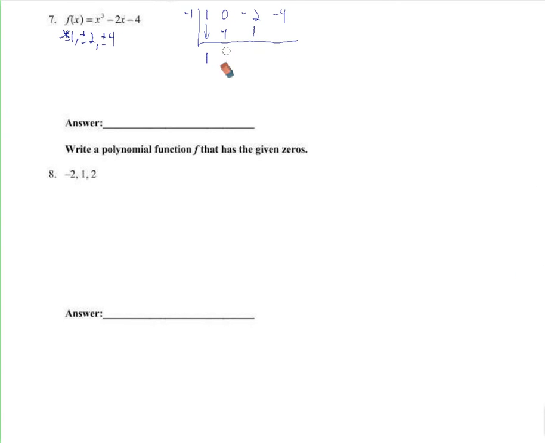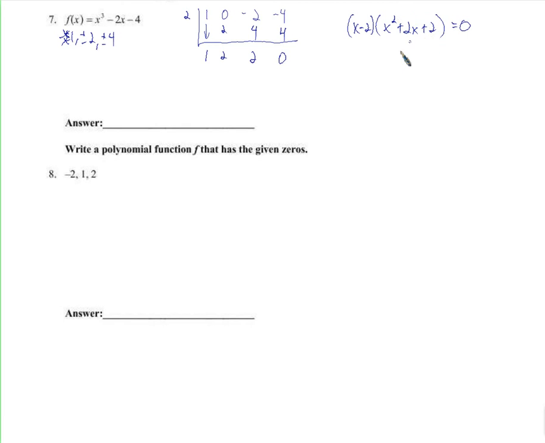So let's erase all this. And now I know that negative 1 doesn't work. Let's try 2. 1, 2, 2, 4, 2, 4, 0. All right, cool. So now I know that x minus 2 times x squared plus 2x plus 2 gives me the original polynomial. I'm looking for the zeros, so I'll set it equal to 0.